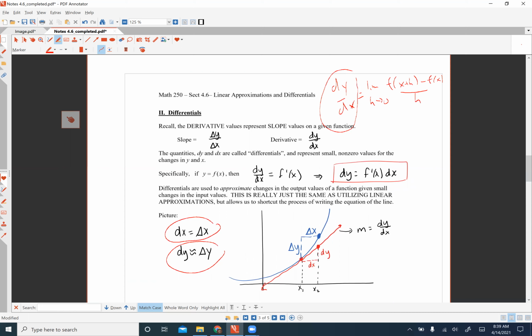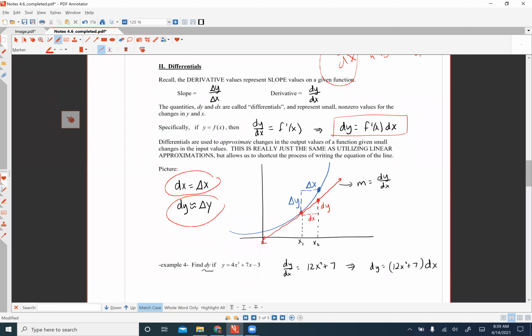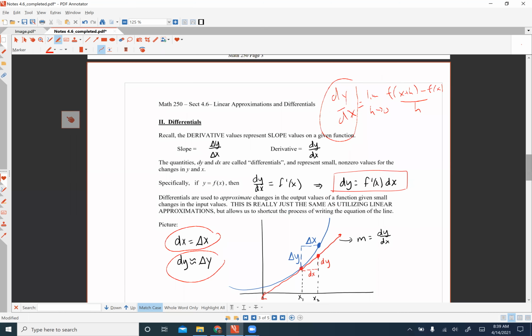We use this notation that looks like a fraction, dy over dx, but we never actually said what dy and dx are independently. But we're going to pretend that it's a fraction where dx is the denominator and dy is the numerator. So we're going to measure the small change in x. It's a faster way of doing it.